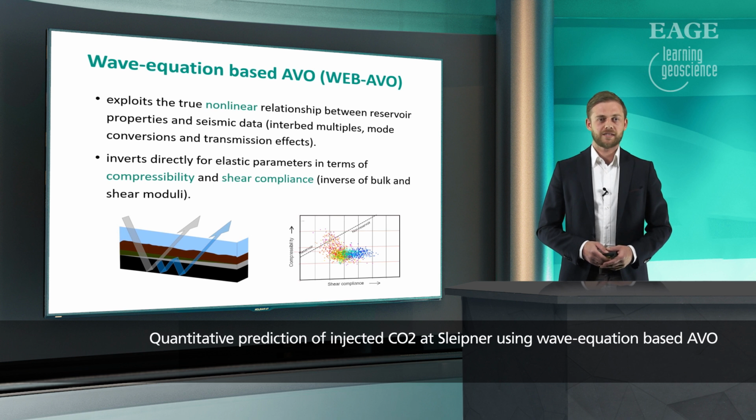The second aspect is that WEB AVO directly inverts for elastic parameters in terms of compressibility and shear compliance. Compressibility and shear compliance are the inverse of the bulk and shear moduli, and they are very good parameters to characterize the subsurface because they are much more orthogonal and very sensitive to changes in lithology and fluid effects. That makes them much more suitable for reservoir characterization than, for example, impedances or VP over VS.